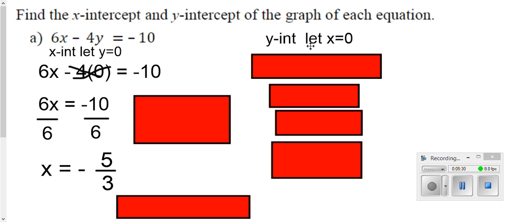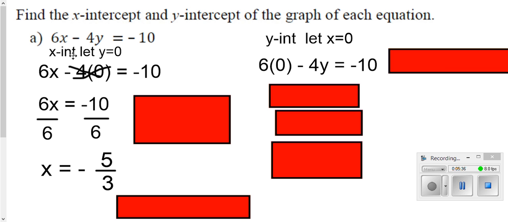Then we solve for the y-intercept. We let the other thing, x, equal 0. You can see in the equation we had 6 times x, or this time 6 times 0, because we put in 0 in place of x into this equation. And of course, 6 times 0 just equals 0, so that goes away. We end up with minus 4y equals negative 10.